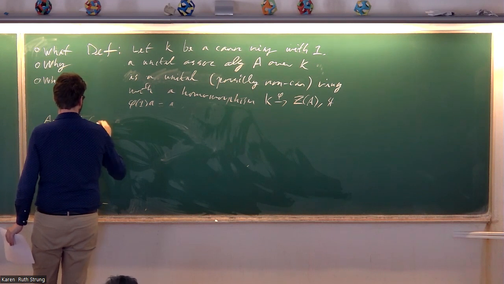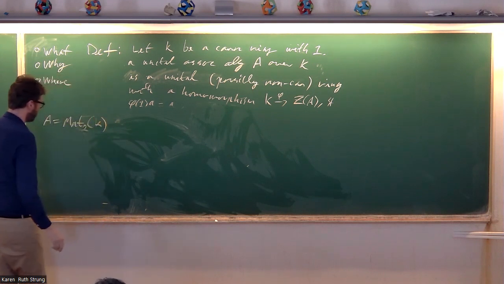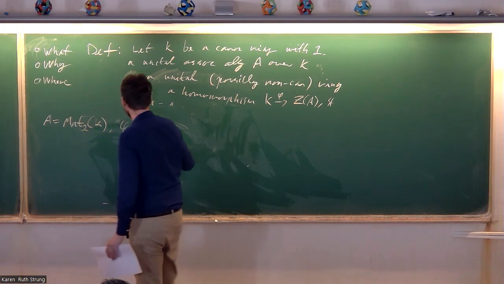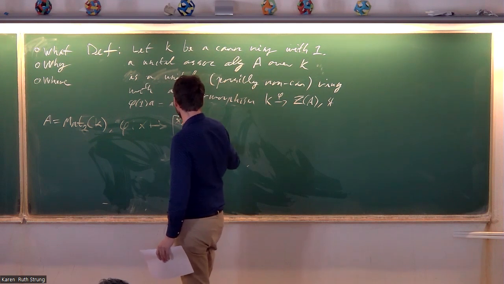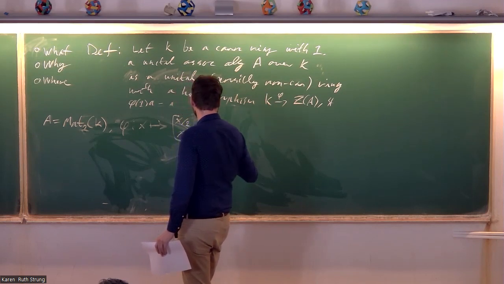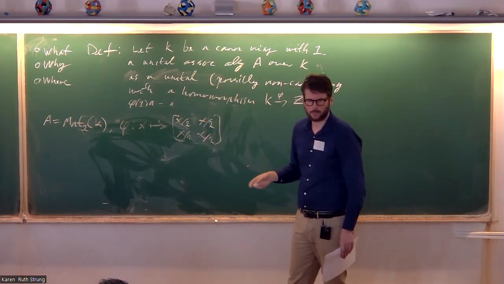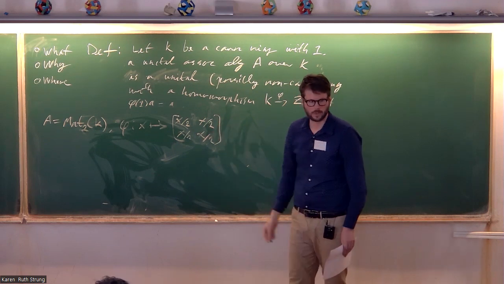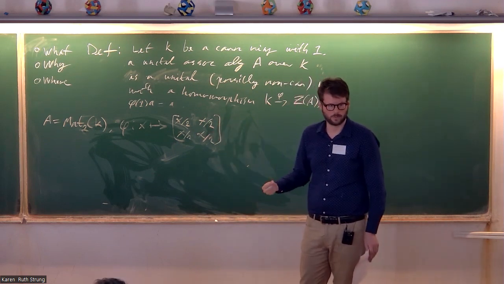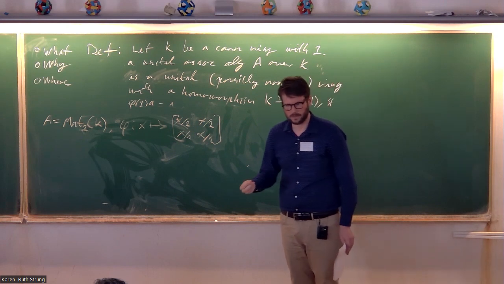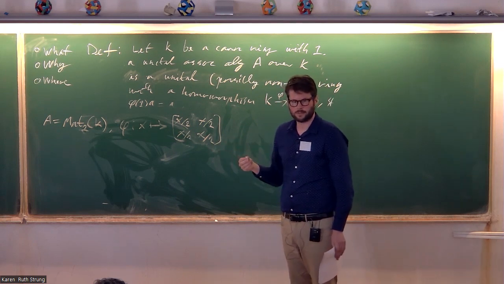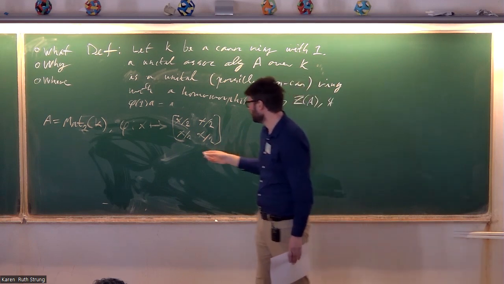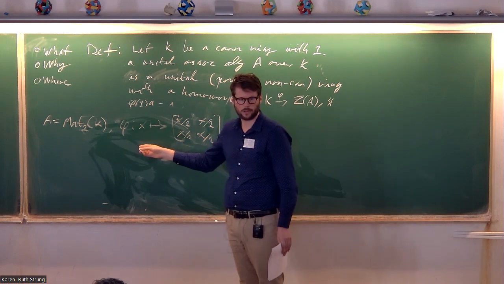So 2 by 2 matrices over K, and then you take phi, mapping X to the constant matrix with value X over 2 in every parameter. And this is actually an algebra homomorphism, except it doesn't have the property that the commutative ring goes into the center, and it doesn't have the property that the image of the identity of the ring goes to the identity of the algebra.